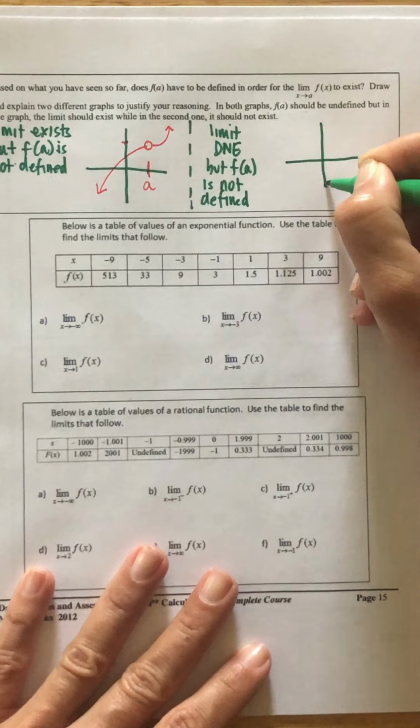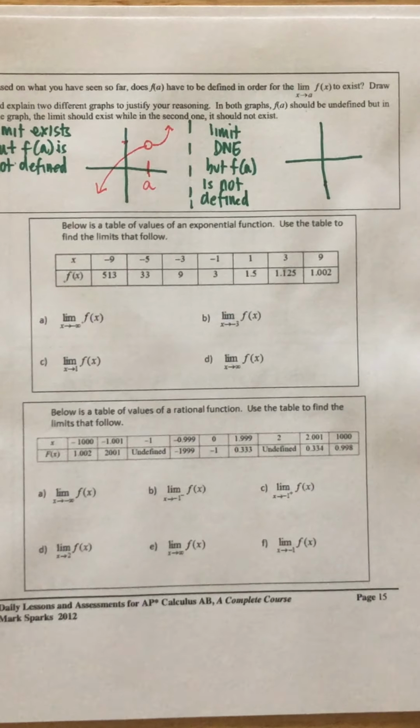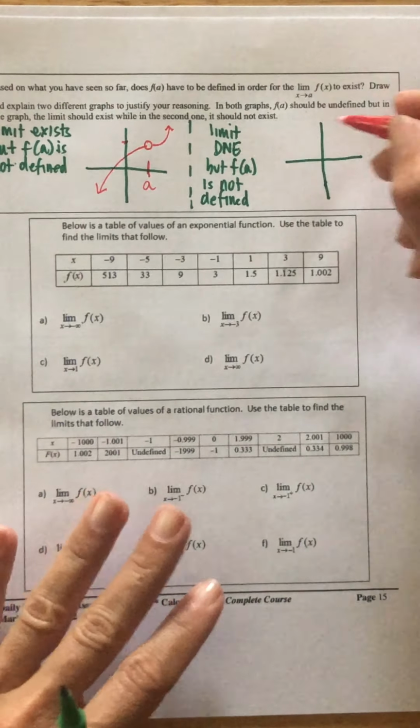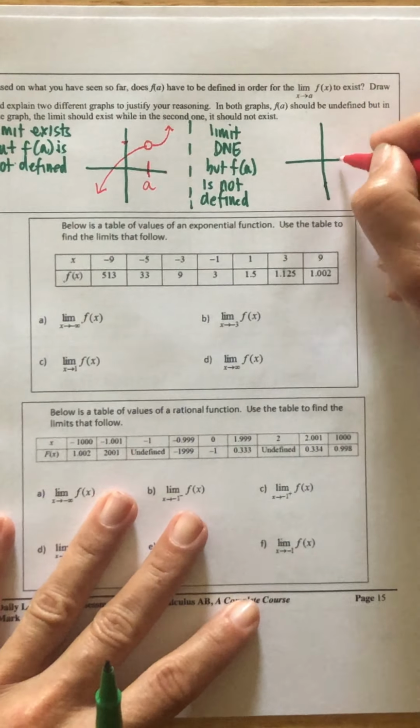Remember, you don't have a limit when you are going to two different y values when you're looking from the left and right. So the best way to describe this is a jump discontinuity. So let's see. Here's our A. We're going to have an open circle, and we're going to have a closed circle.